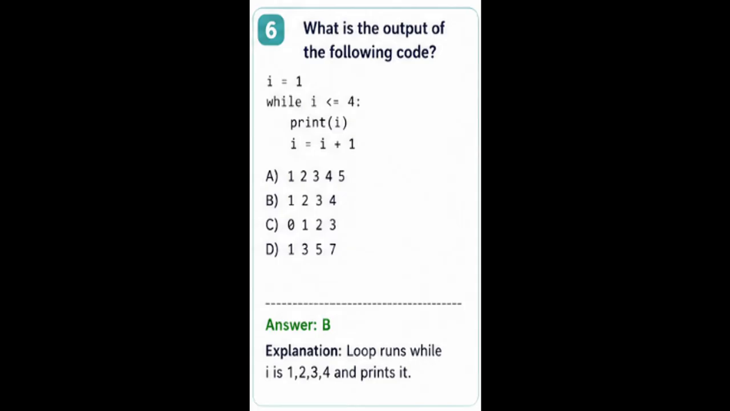What is the output of the following code? i equal to 1, 1 less than 4, print i, 1. i plus 1, 2. So 2 less than 4, 2, and 3, 3 less than 4, 3. 4 less than 4 false, but less than or equal to, so 4 equal to 4, then print 4. Then 5, 5 less than 4 false, 5 equal to 4 false, so it is terminated. So 1 2 3 4 is going to be printed.